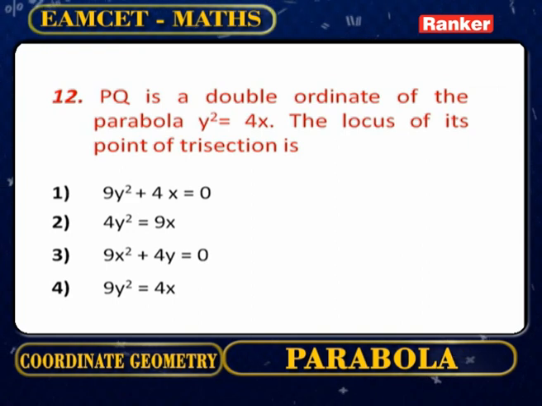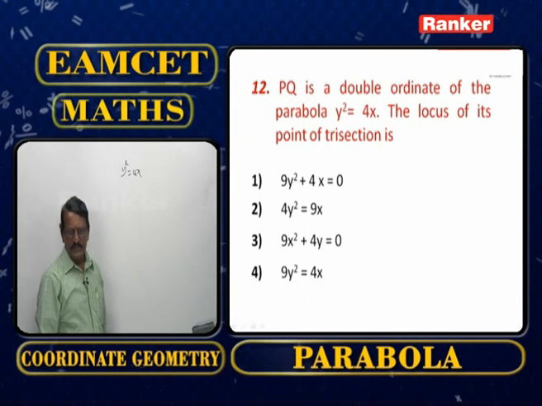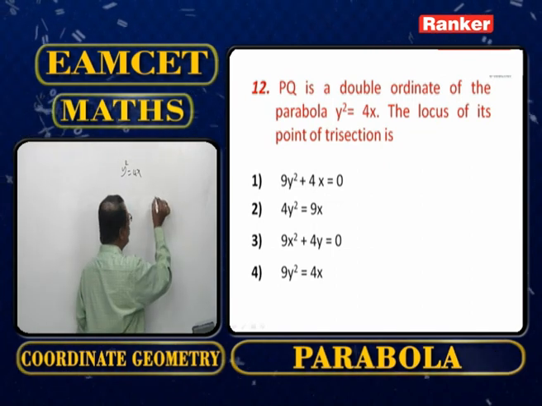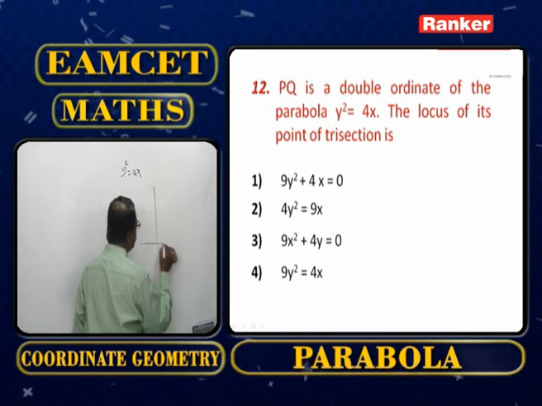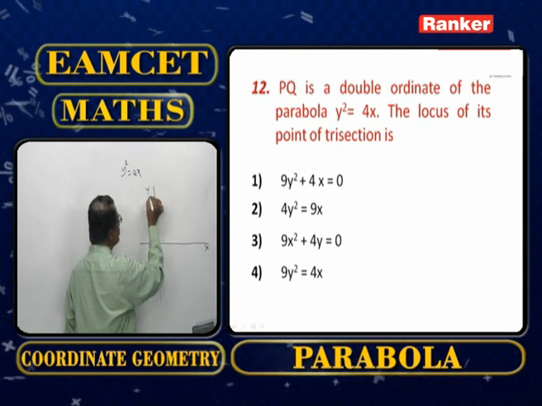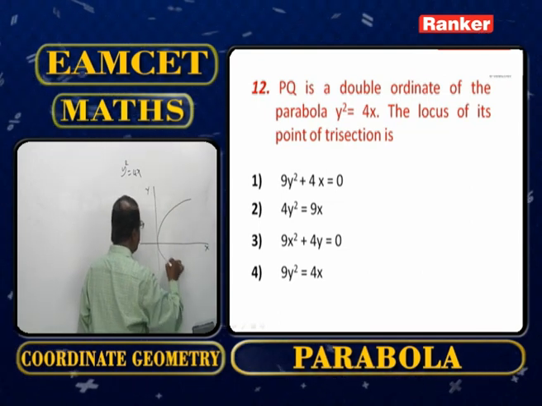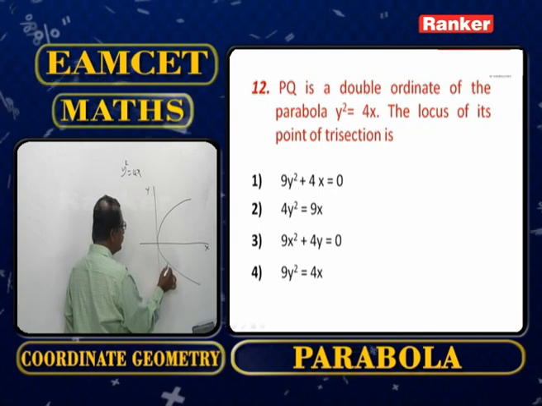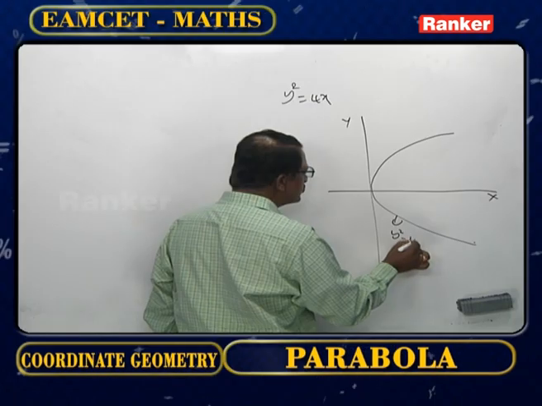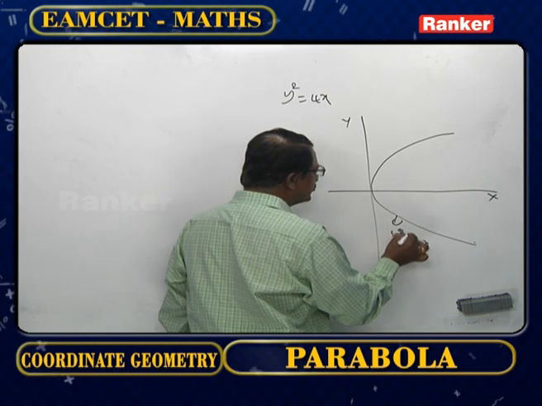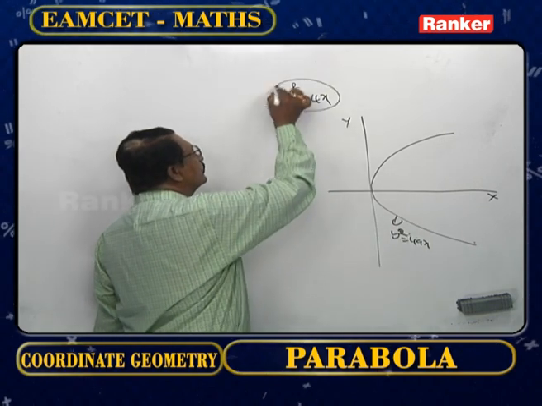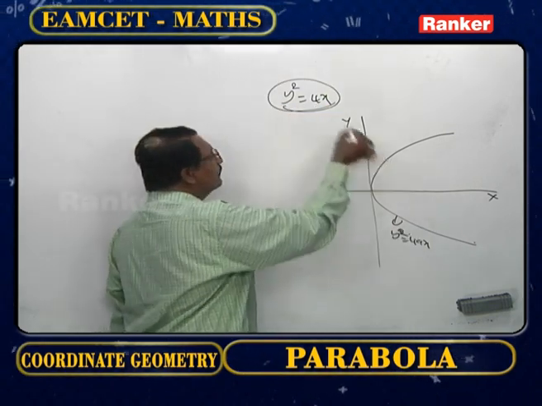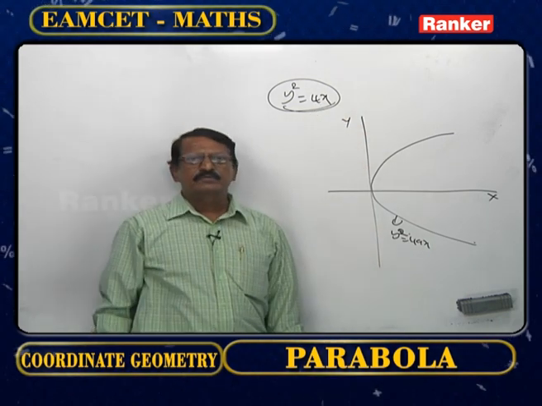PQ is a double ordinate of the parabola y square equals to 4x. The locus of points of trisection is required. Now, x axis, y axis, the parabola. Suppose the parabola equation is considered as y square equals to 4ax, the standard equation of the parabola, but actually given y square equals to 4x, so the value of a equals to 1.